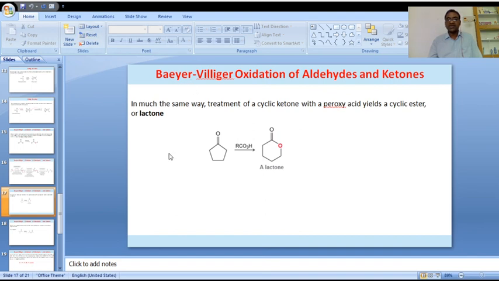Here is a cyclic ketone, a 5-membered ring. In the presence of peroxy acid, it is converted to a cyclic ester. Oxygen is inserted in the reaction. It is a cyclic ester, also called a lactone.